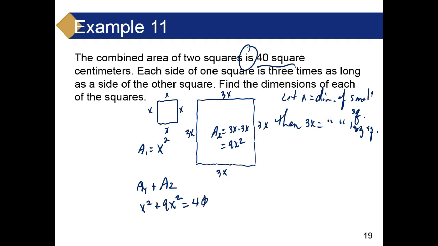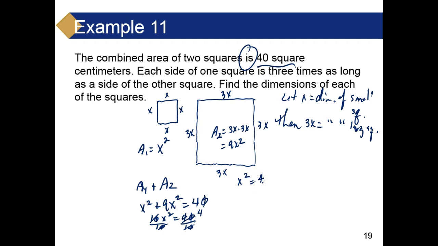What do we do next? Let's just add them together. What would that be? 10x squared is equal to 40. Now, what do you want to do next? Divide both sides by 10. I like it. Okay, divide both sides by 10. And 10 will go into 40 how many times? 4 times. So now we have x squared is equal to 4.